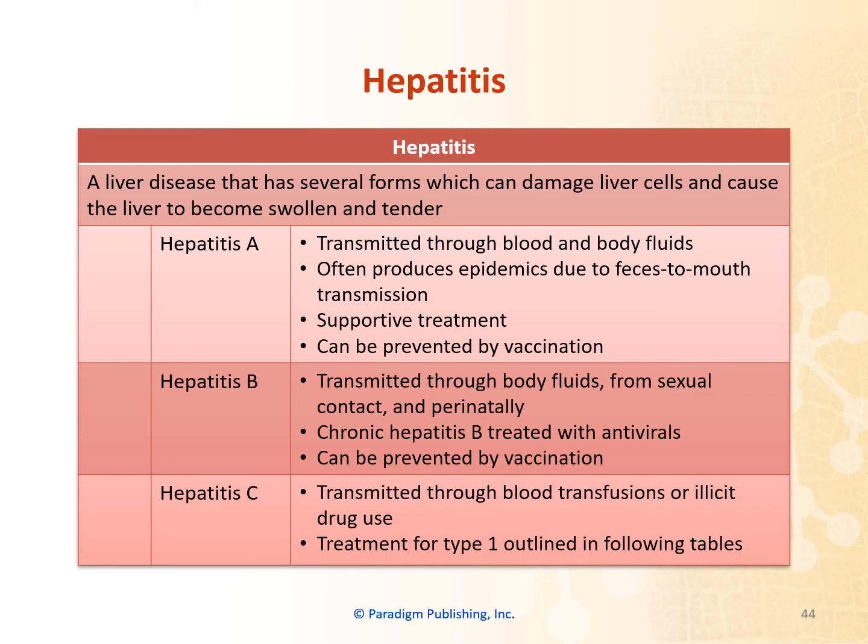All right, hepatitis. We've all heard of hepatitis. It's a group of diseases that cause damage to the liver. And there are different types. Hepatitis A is transmitted through blood and body fluids, often produces epidemics due to fecal-to-oral transmission. And there's hepatitis B, which is usually transmitted through body fluids or sexual contact or perinatally. And hepatitis C. Important to note, hepatitis B can be prevented by vaccination as well as hepatitis A. Hepatitis C can be transmitted through blood transfusions or illicit drug use.